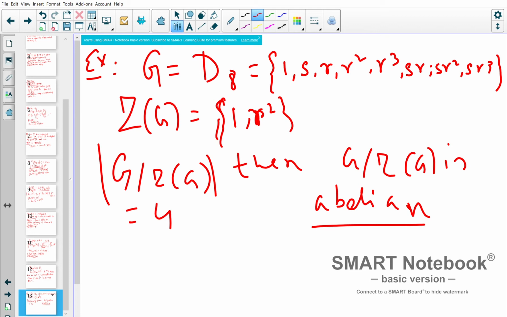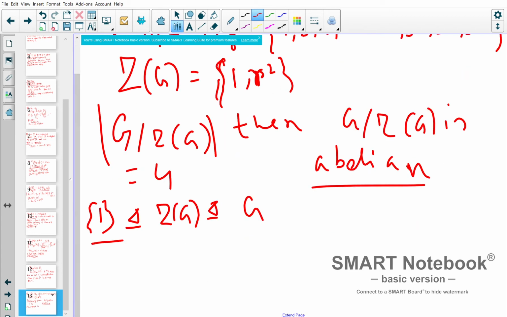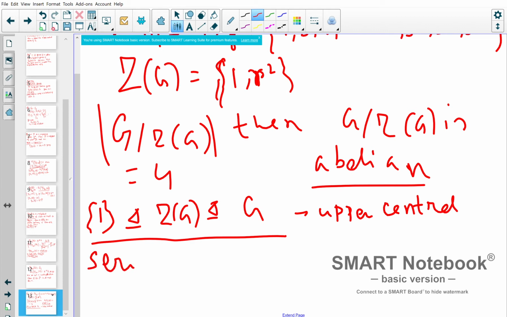And hence the center of G mod Z is always the full thing. So this ends here, right? So what does that mean? That means you have an upper central series which is nothing but this center, of order two, and then this is the full group G. This is the upper central series for the dihedral group D8. Clear? So you already get that the dihedral group D8 is a nilpotent group of class 2.